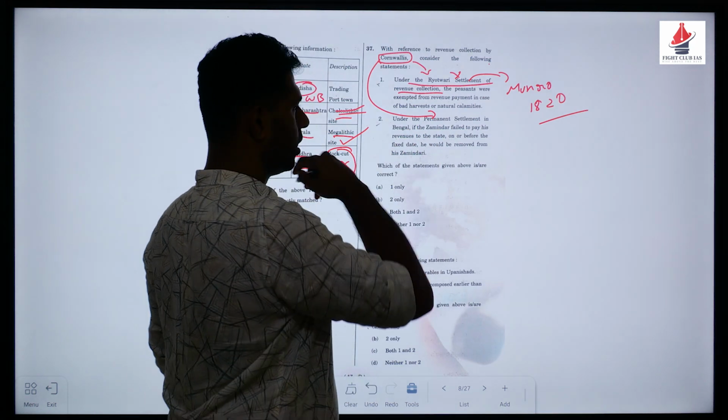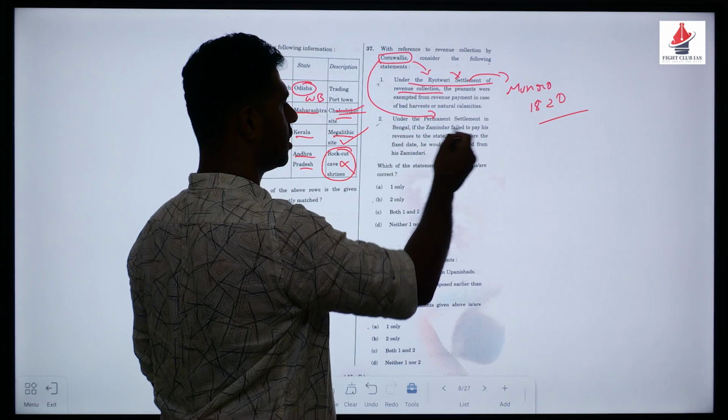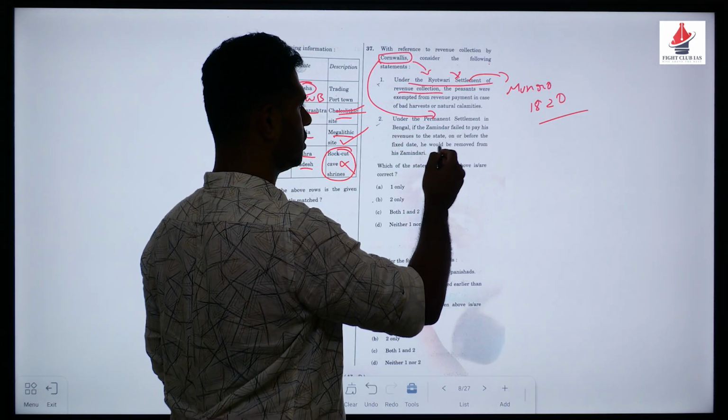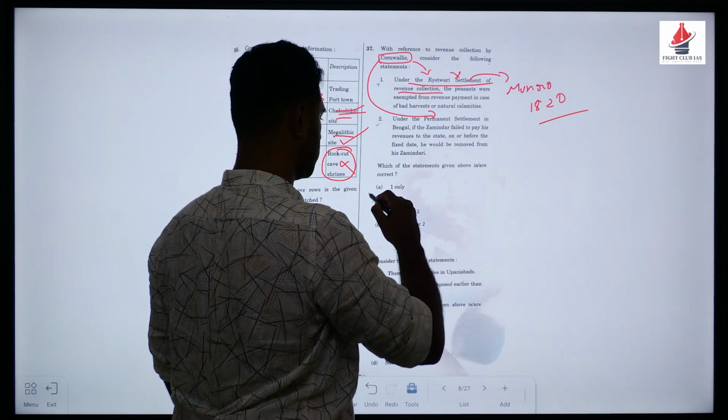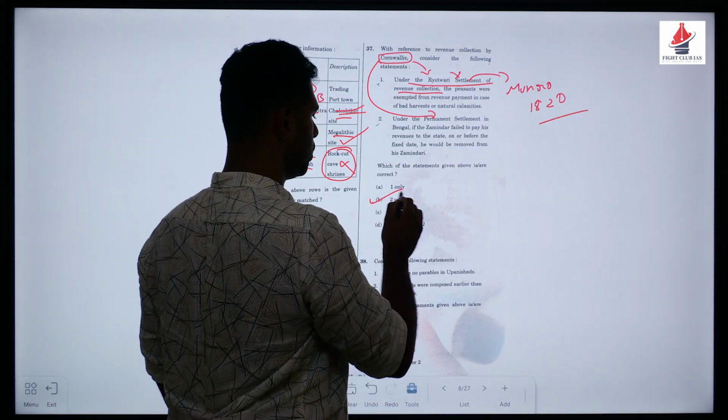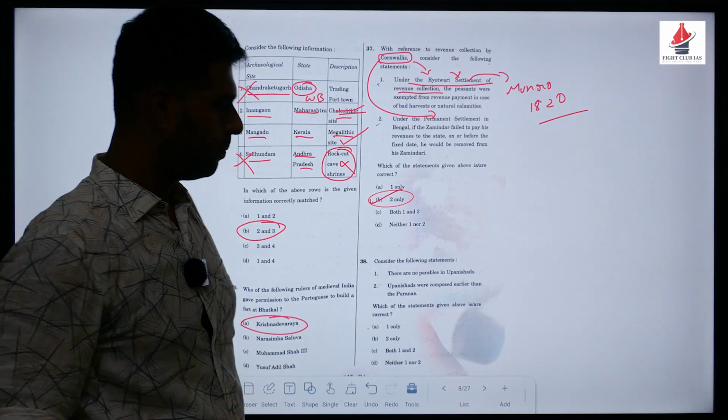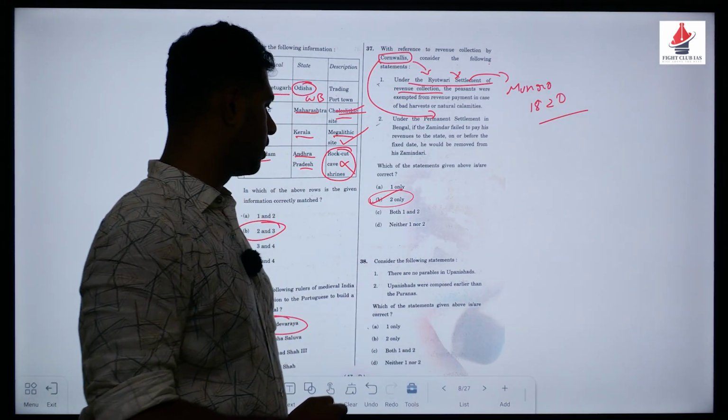Now, second one, under the permanent settlement in Bengal, if the zamindar failed to pay his revenues to the state on or before the fixed date, he would be removed from his zamindari? Yes. Right? Answer is 2 only. Clear? Now, moving on to 38.